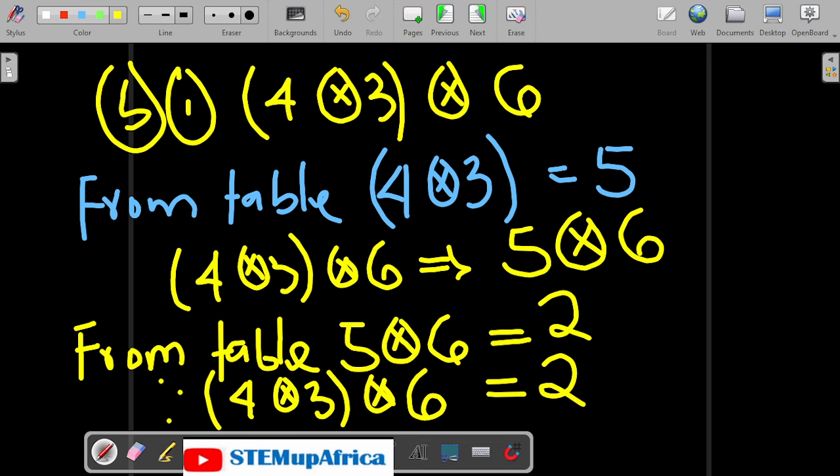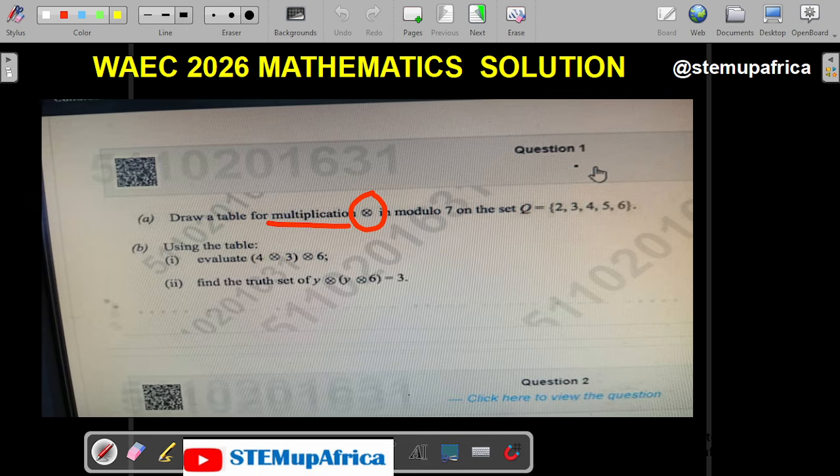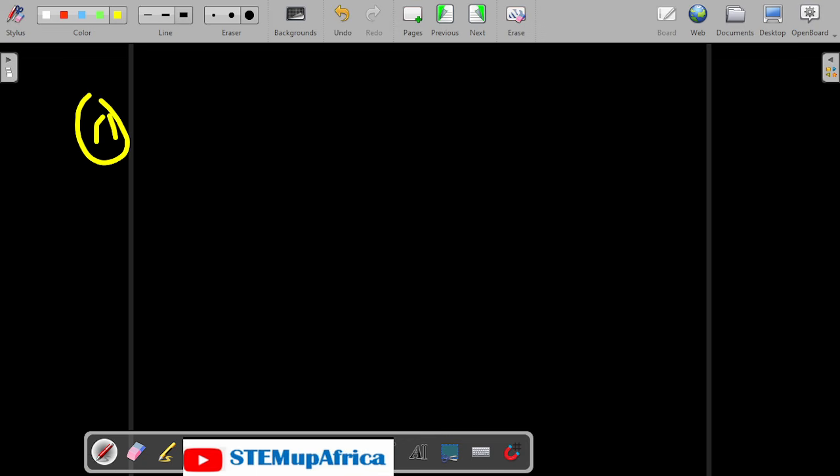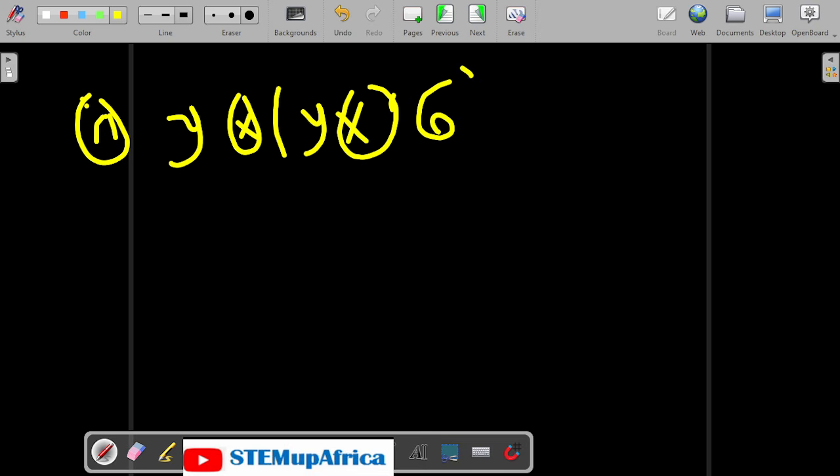So let's check Roman figure 2 of the same question. Roman figure 2, we have y multiplying 6, open bracket, y multiplying 6, the result is 3. So let's check that. In Roman figure 2, we have y multiplying 6, the result is simply 3. So our interest here is to know the value of y. So let's check what our y could be.